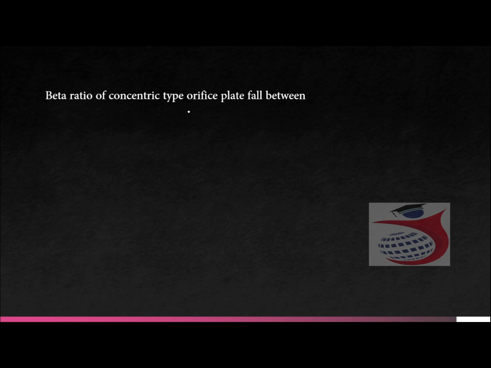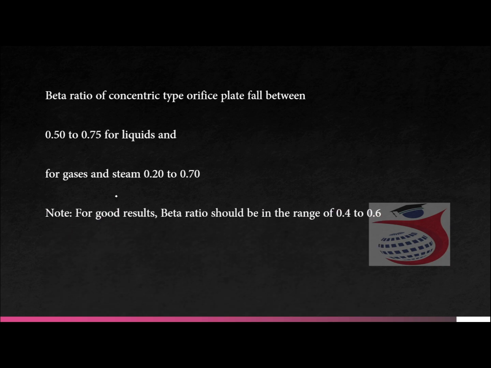Beta ratio of concentric type orifice plate. I am saying that this is not a hard and fast rule. We are just giving the general idea. What is the beta ratio value? For liquid case it will be 0.50 to 0.75. For gas and steam it will be 0.20 to 0.70.